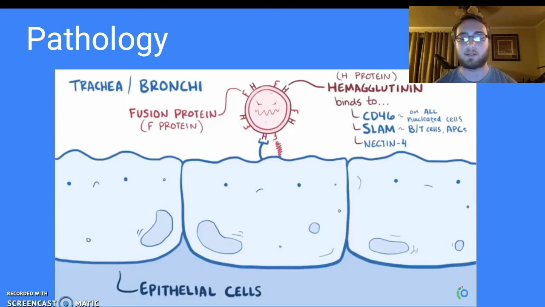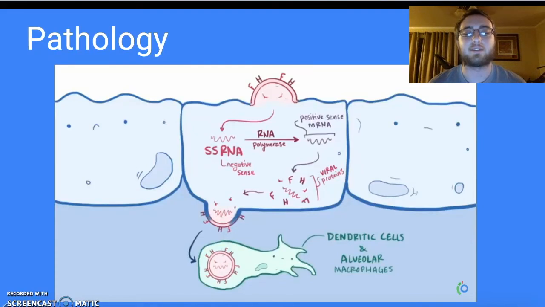The fusion protein found on the viral envelope will allow it to fuse with the epithelial cell and inject the viral RNA into the cell. So once the negative sense single-stranded RNA enters the cell, it must be transcribed into positive sense mRNA. From there, it can be translated into viral proteins and form a new envelope out of the cell's lipid bilayer. It leaves the cell and is picked up by dendritic cells and alveolar macrophages. These will carry it to local lymph nodes where it further travels to the blood. It is then spread in the blood to other areas such as the intestines and the brain.